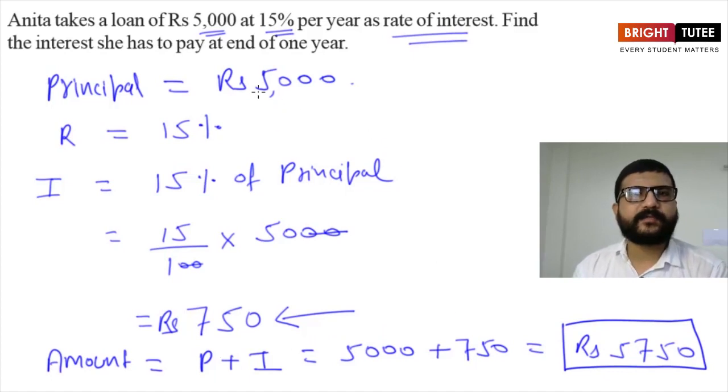Now here it was the case of 1 year only. Now suppose she has borrowed the amount for more than 1 year, let's say for 10 years. Now how to find the interest? For 10 years, what can we do for that? Now we are going to discuss the multiple years. This was the case only for 1 year.